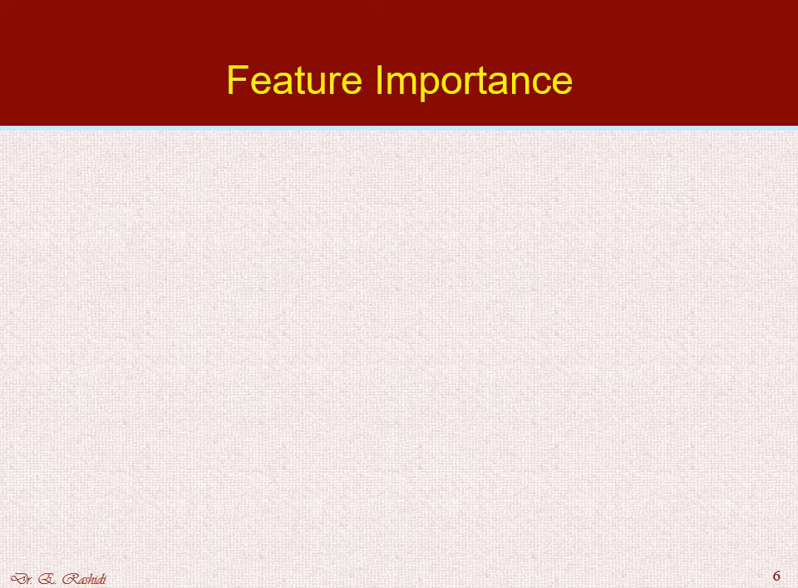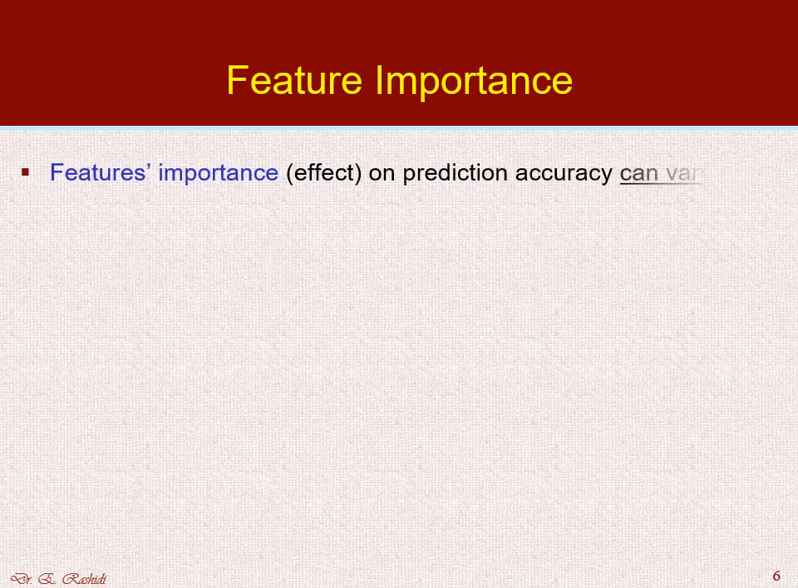This is similarly true in a decision tree. Some of the features are more important and more effective to get to the classification result that we want faster and more productively. So feature importance, or effect on prediction accuracy, can vary from feature to feature.